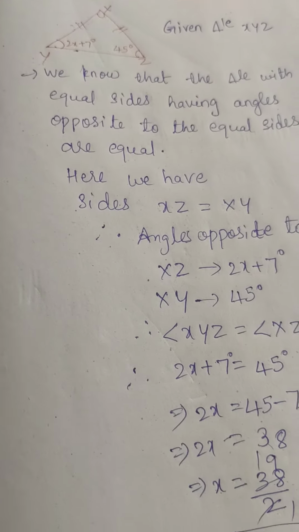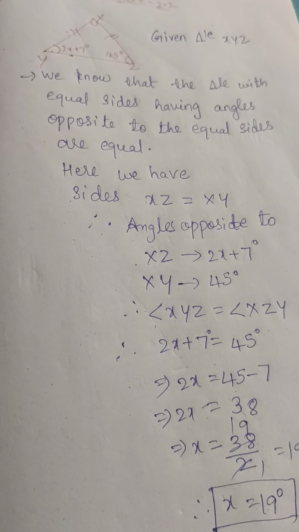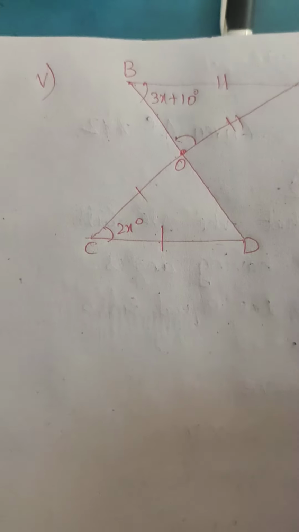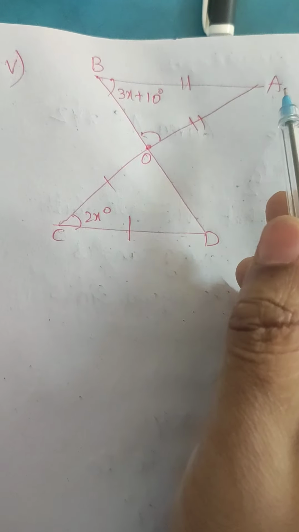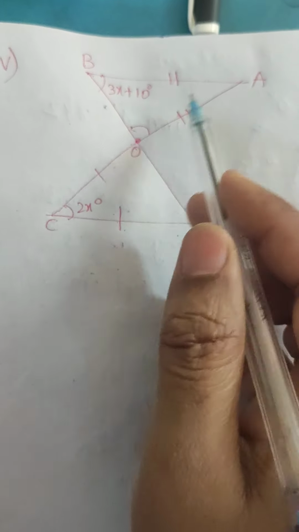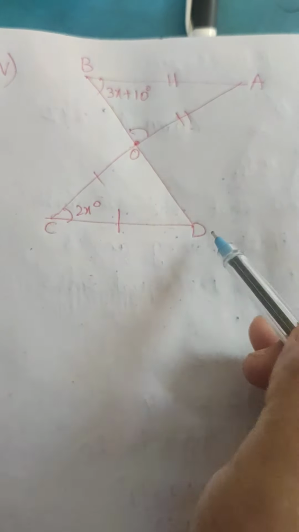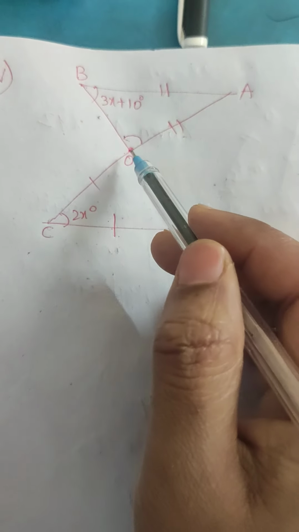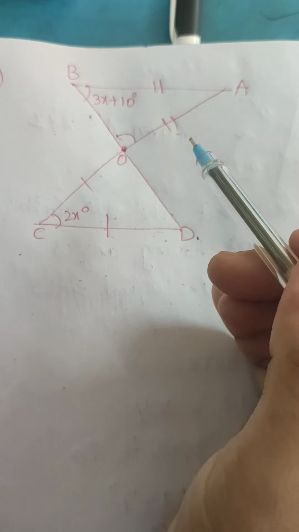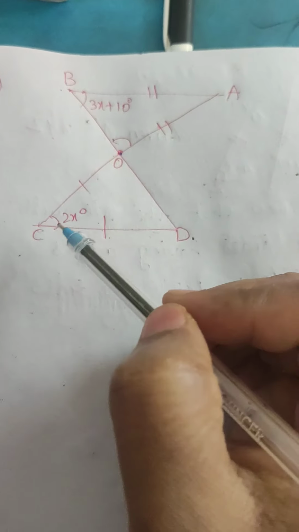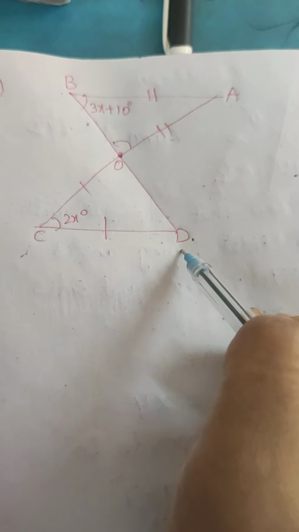Okay students, now we will move on to question number 5, Roman number 5. Given: triangle ABO is one triangle and OCD is another triangle, and here O is the vertex. Now if we observe here, sides AB is equal to AO and CO is equal to CD.